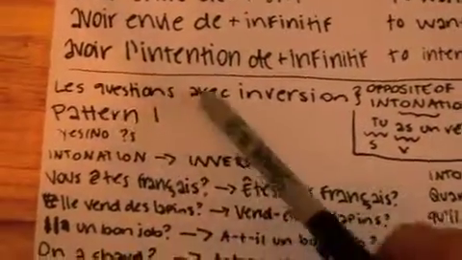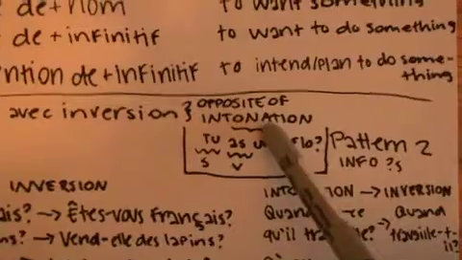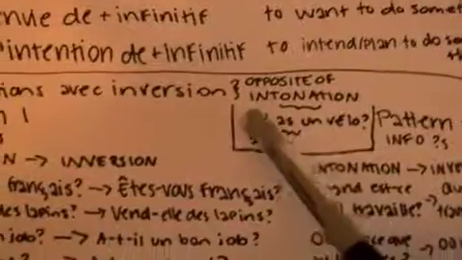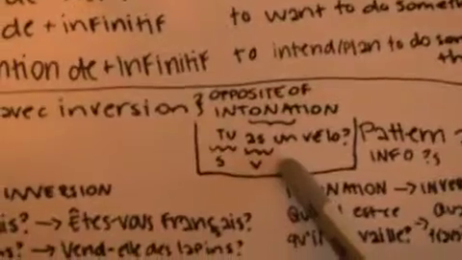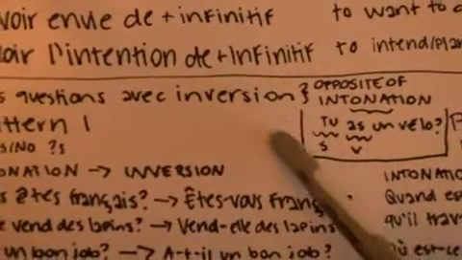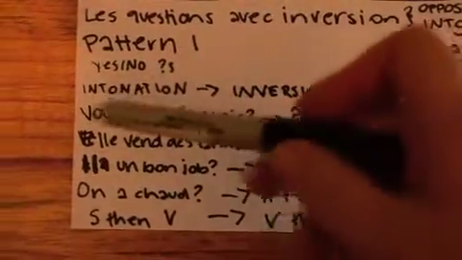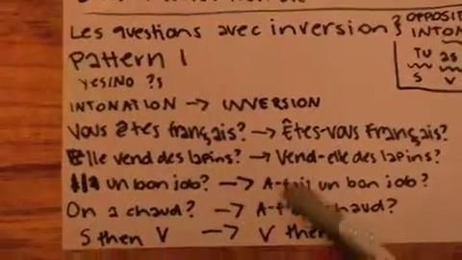Alright, so inversion is the opposite of intonation. Intonation is how you would normally write a sentence in French. Tu as un vélo? You would write the subject first and then the verb. This is how we all learn to speak whatever our first language is first. Then we can go on to inversion, which is going to have the verb, then the subject. So, pattern 1 for inversion questions involves the yes or no questions. Intonation is going to be on this side of the arrow, and then inversion will be on this side.